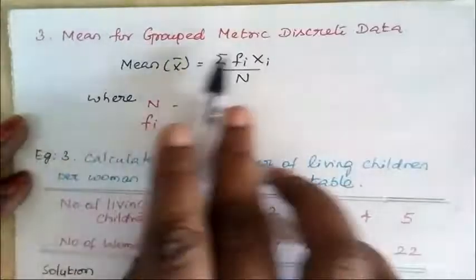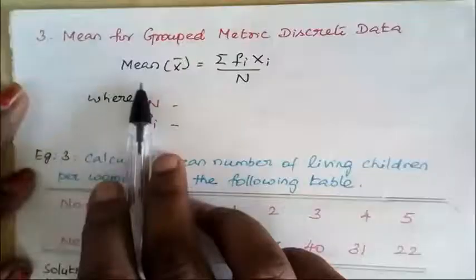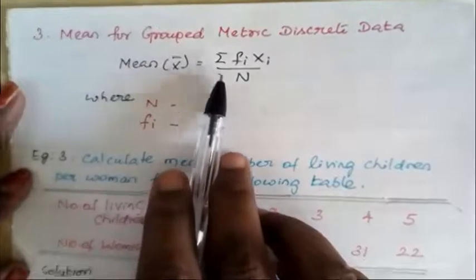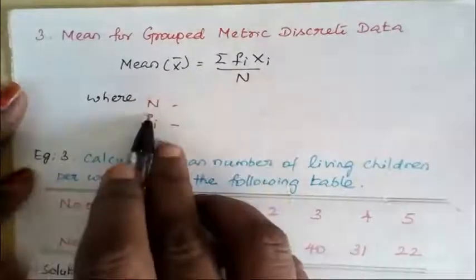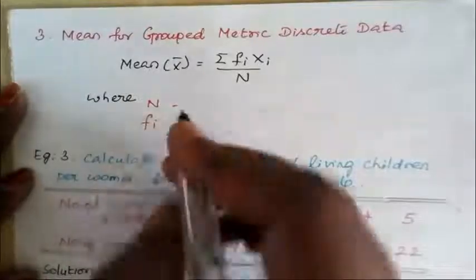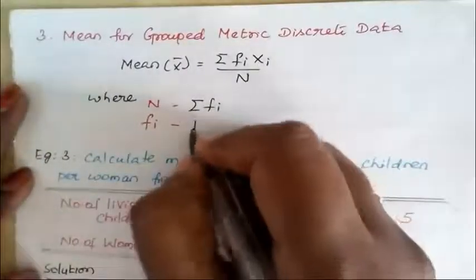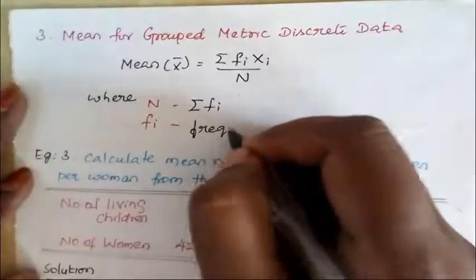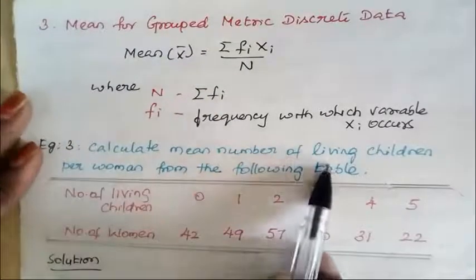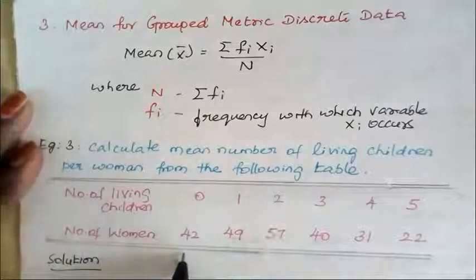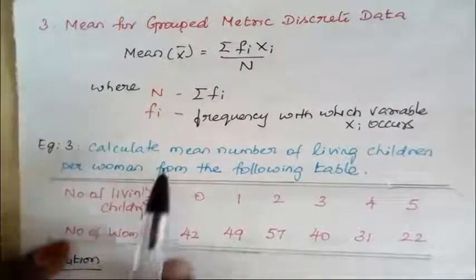Mean for grouped metric discrete data. Mean is calculated by using the formula summation of Fi into Xi divided by N, where N is the sum of the frequencies. Fi is the frequency of each of the variables. We'll see how to calculate the mean with an example. The details of living children per woman are given in the following table. We have to calculate the mean.